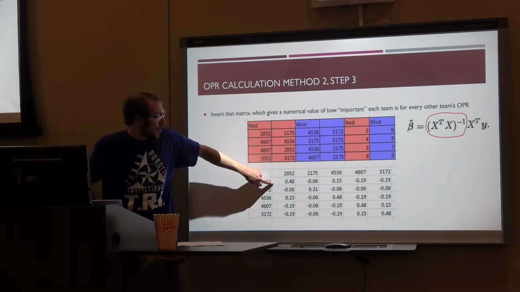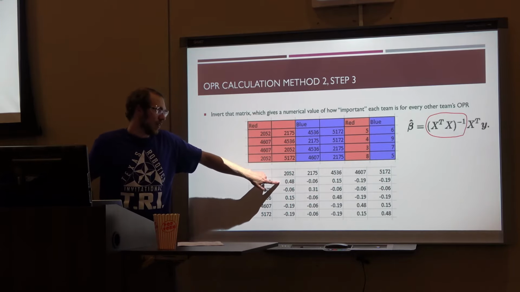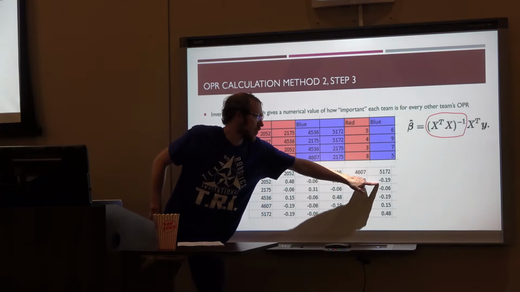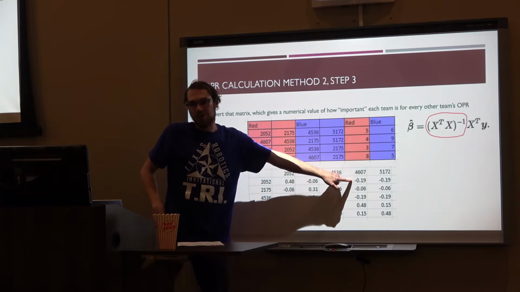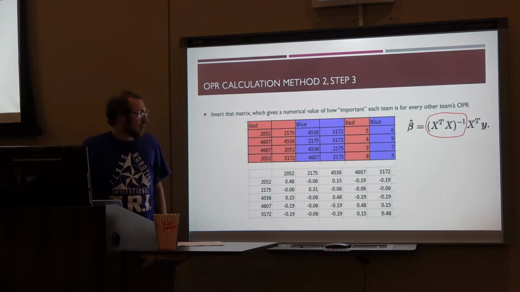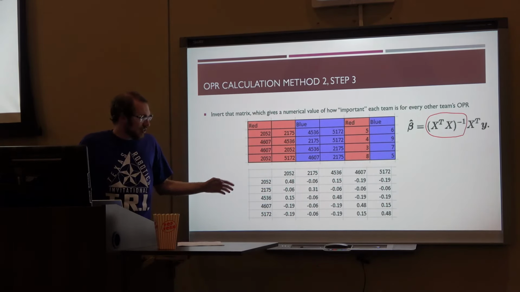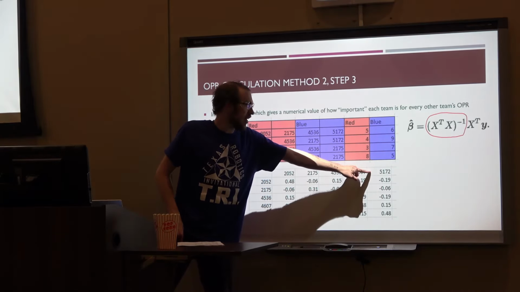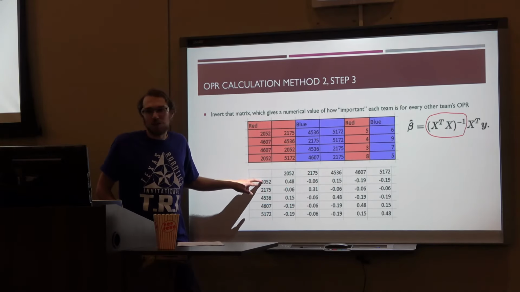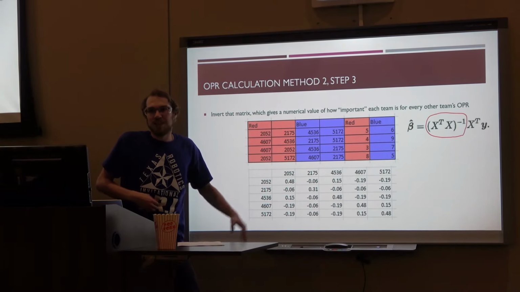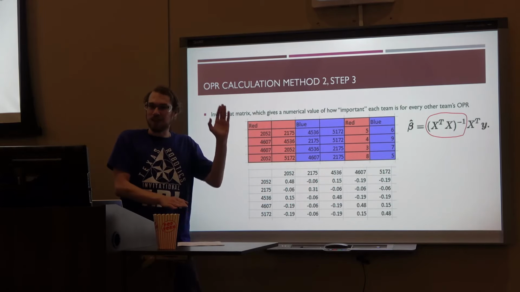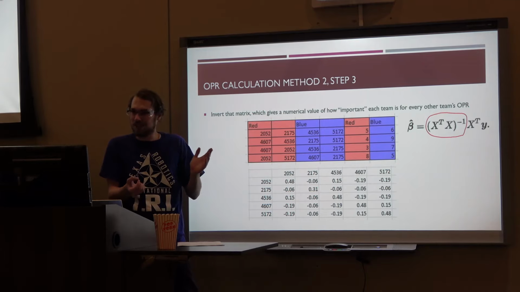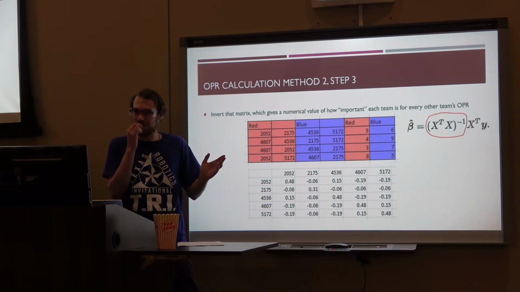So the highest value for 2052 is themselves, obviously. 4607 and 5172 have reasonably high negative values. So what does that mean? What that means is if these teams have lower scores in their matches, that means 2052's calculated contribution is higher. They're inversely related. Now, why would that be? Anyone have any guess or any understanding of why there's that relationship?